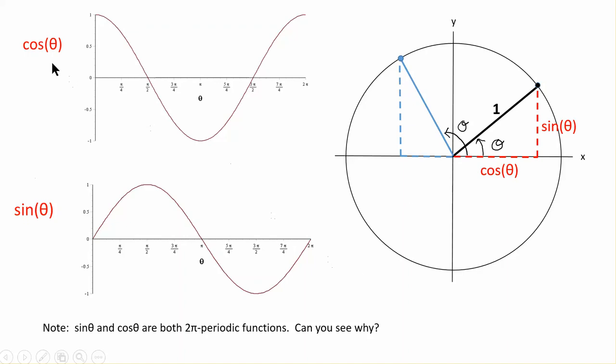Both of these functions, the cosine function and the sine function, are 2 pi periodic functions. In other words, as you go around and increase theta more and more, once you reach 2 pi radians, or equivalently 360 degrees, you're back to where you started, so the value of the function just starts repeating.